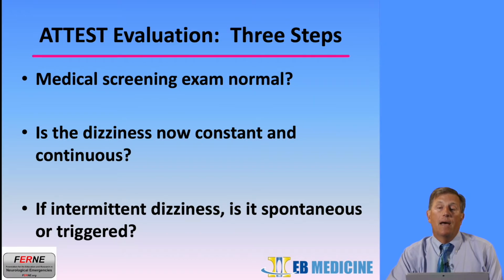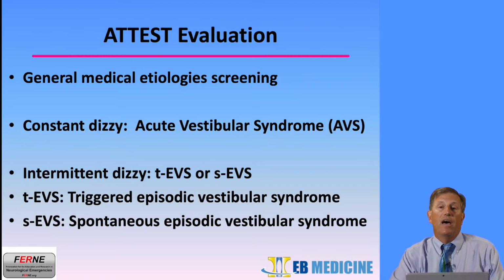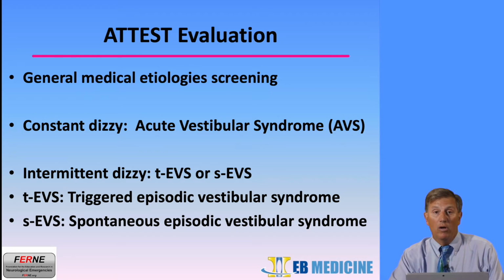So there are 3 steps to this ATTEST evaluation and clinical pathway that we do. Is the medical screening exam normal? Is the dizziness now constant and continuous? And if there's intermittent dizziness, is it spontaneous or triggered? Our ATTEST evaluation using this clinical pathway: we first want to know if there's a general medical etiology such as dehydration. If there is and there's no evidence of stroke, then we just treat the medical etiology.